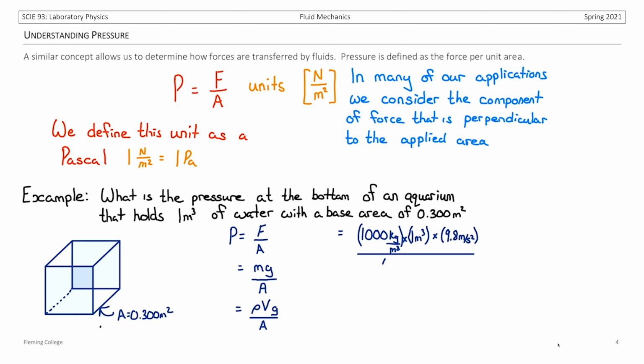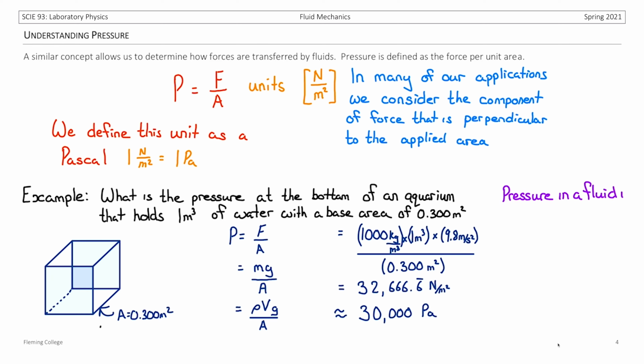And we were told the area of the base is 0.300 meters squared. Calculating, this tells us that we would get approximately 30,000 pascals of pressure on the bottom of the aquarium. The way we talked about this example lets us see that the pressure in the fluid is caused by the weight of all the fluid above a position pushing down. Because the weight of the fluid is dependent on the density and the volume, we can see that the further down we go in an aquarium or a body of fluid, the more pressure we will experience.